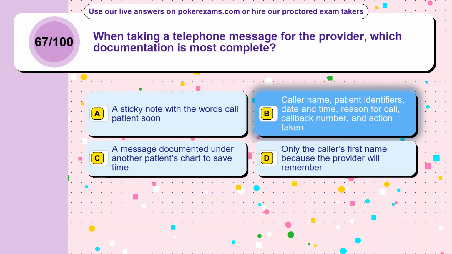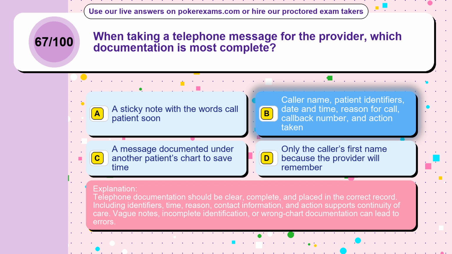Caller name, patient identifiers, date and time, reason for call, callback number, and action taken. Telephone documentation should be clear, complete, and placed in the correct record, including identifiers, time, reason, contact information, and action. This supports continuity of care. Vague notes, incomplete identification, or wrong chart documentation can lead to errors.